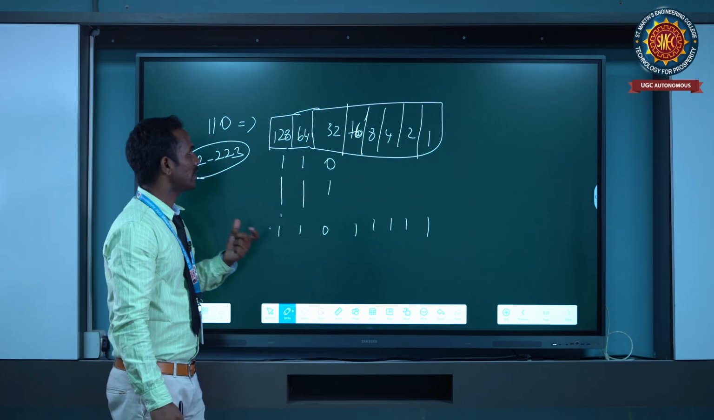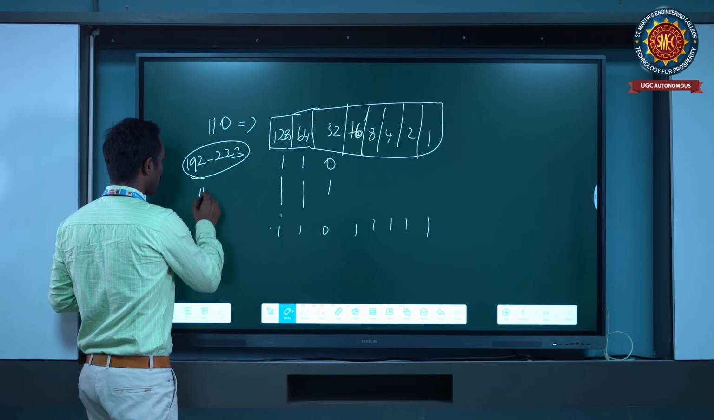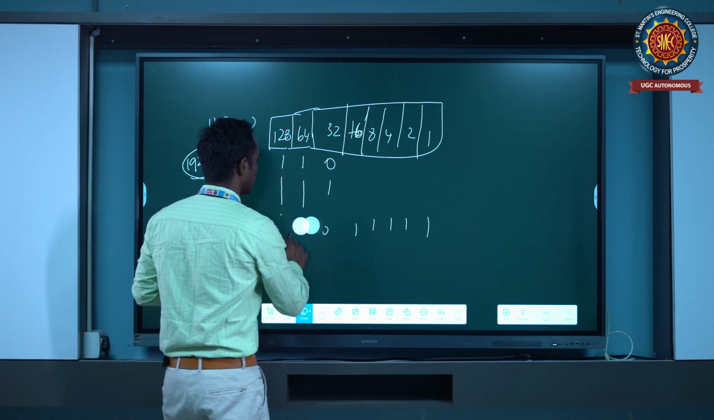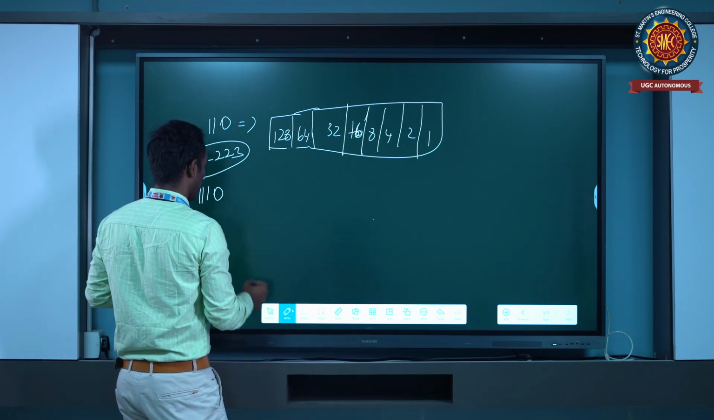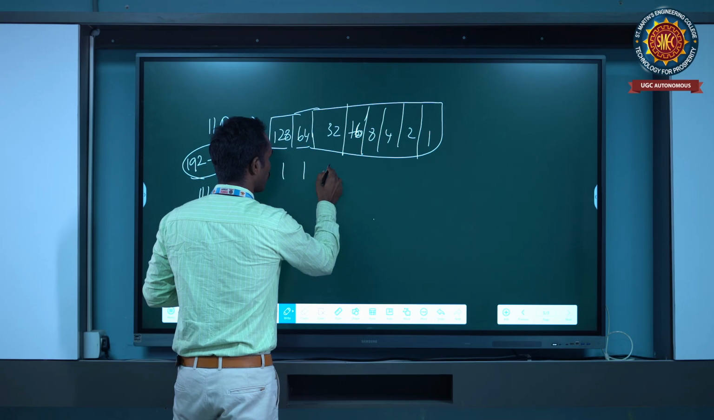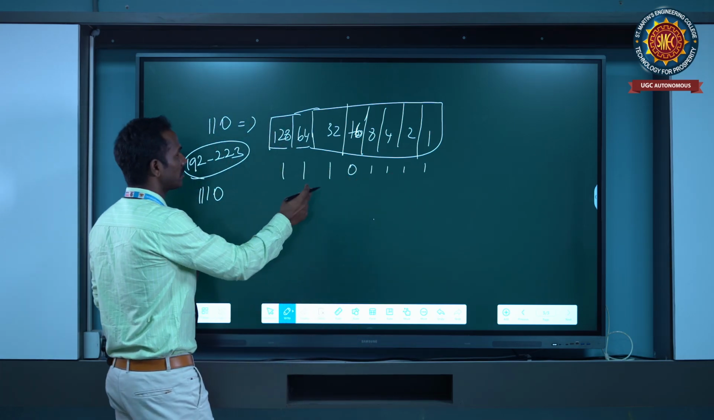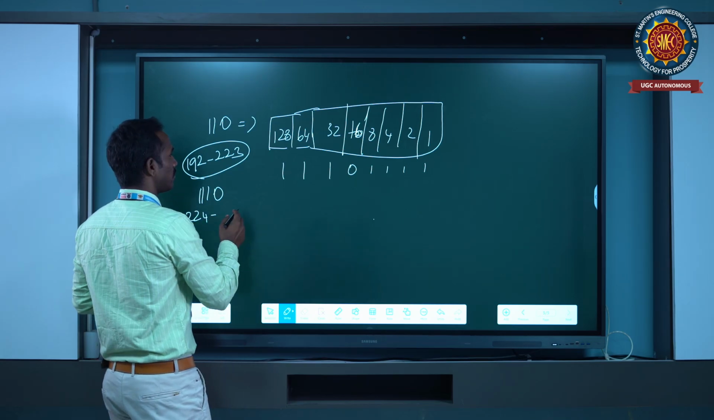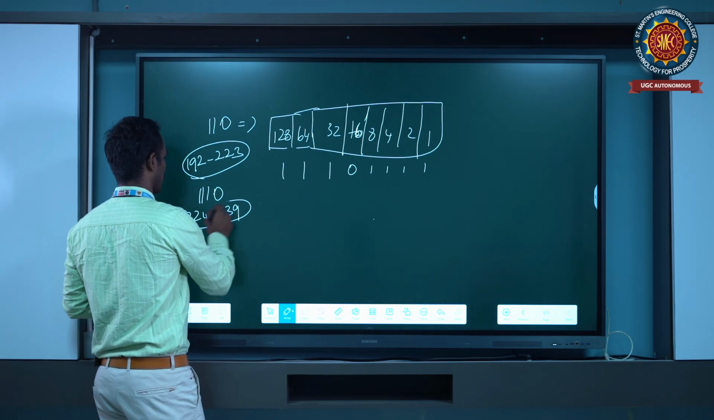And then the class D range. What is the fixed value for class D? It is 1110. So we have to write that, 1110. Remaining all are 1. So calculate this one. The range 224 to 239 will come.